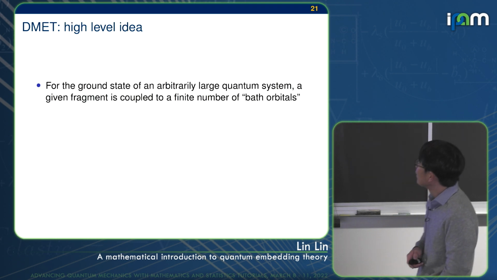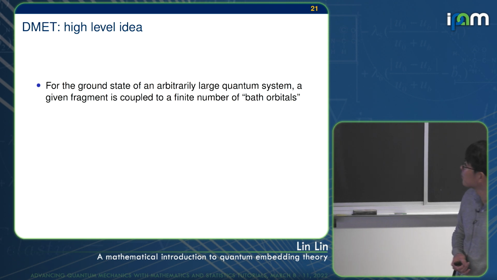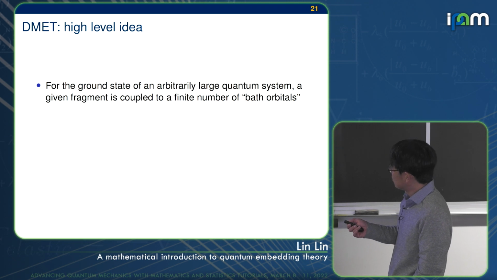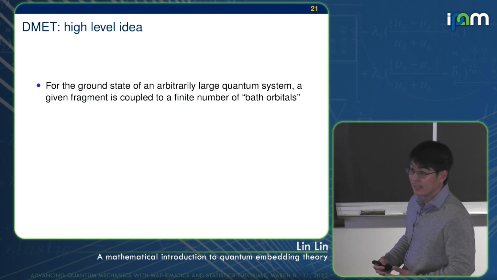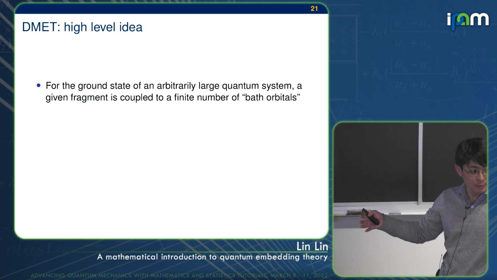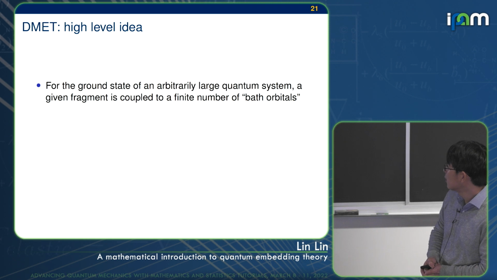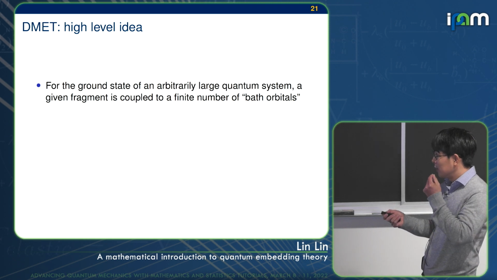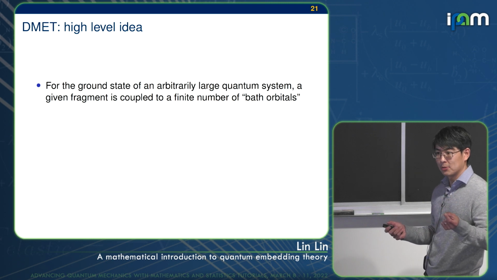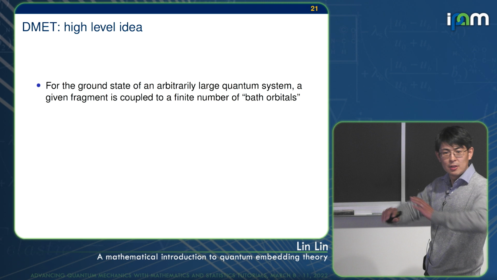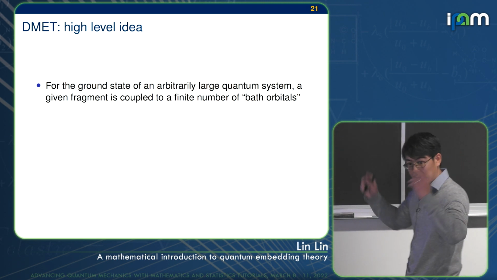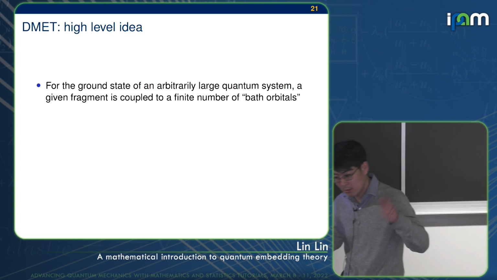Okay, so the high-level idea of DMET is the following. I want to focus on the ground state, and that quantum system can be arbitrarily large in the sense that L can be large, NE can be large, the number of electrons can be large. And for a given fragment, you first show that it can only be coupled to a finite number of Bethe orbitals. I'm going to refine this statement. So I fix a fragment. I first show that there's only a finite number of so-called coupling things called Bethe orbitals.